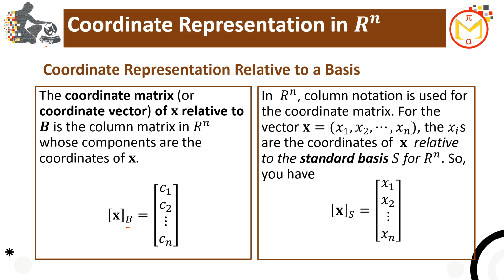And in Rn, column notation is used for the coordinate matrix. So for the vector x, x sub 1 up to x sub n, the x sub i's are the coordinates of x relative to the standard basis S. Okay? So you have x relative to S is equal to x sub 1, x sub 2 up to x sub n. Okay?